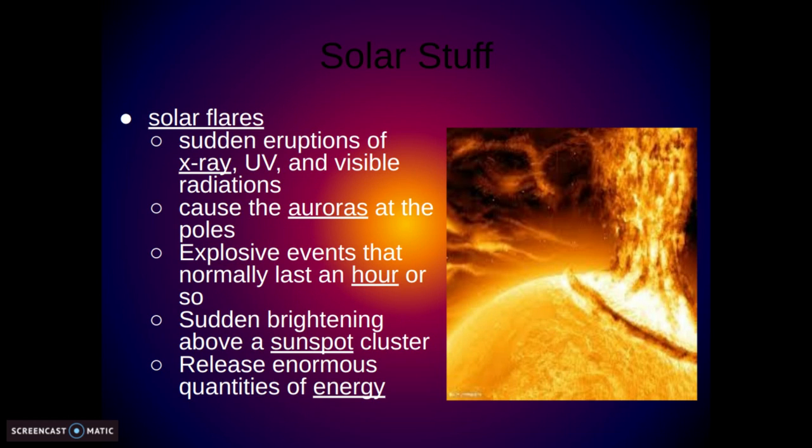Then we have solar flares. Solar flares are what interact with the gases in our atmosphere to cause the auroras at the poles. So it's sudden eruptions of X-ray, UV, or visible radiation, and these events last normally about an hour. And it's a sudden brightening above a sunspot cluster. And lots of energy is released from these solar flares.